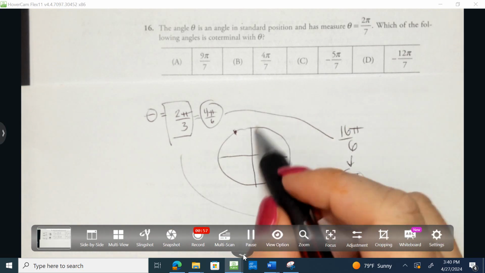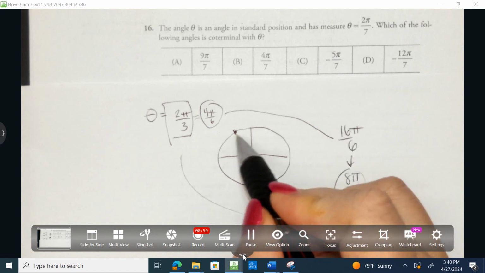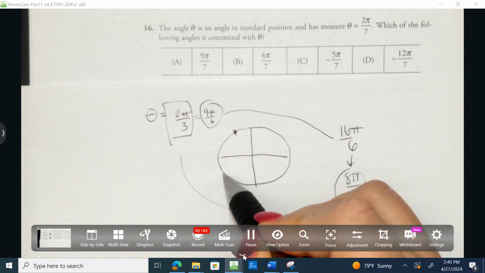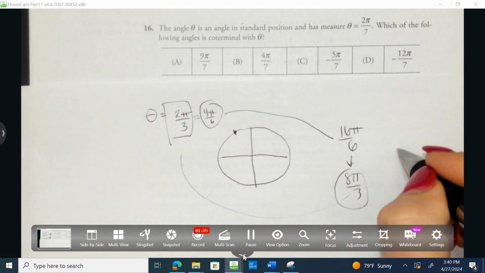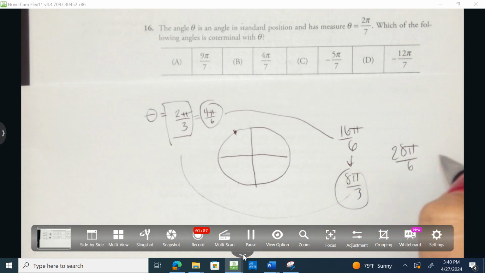Or I could do it again, a second one. So here is 16, 17, 18, 19, 20, 21, 22, 23, 24, 25, 26, 27, 28. So 28 pi over 6 reduces to 14 pi over 3. Well, is there an easier way to write this?